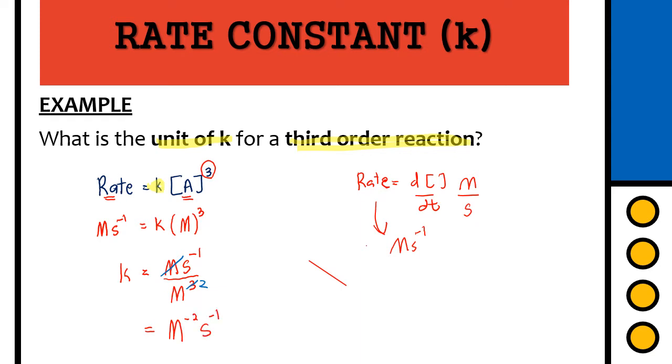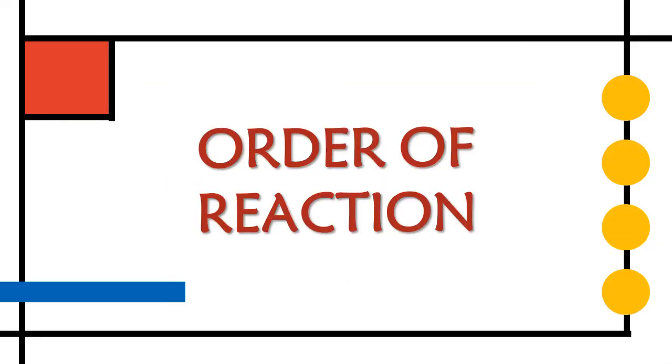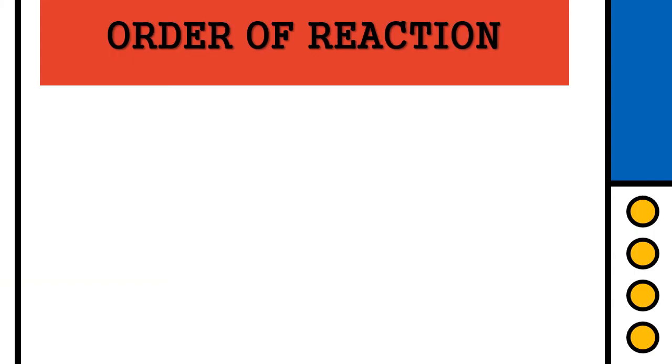Like I mentioned before, the unit of K will differ depending on the overall order of reaction of each of your rate equations or rate laws. So now let's move on to the next part. Let's look at the order of reaction. Because I already mentioned order of reaction, let's take a look at what it is.